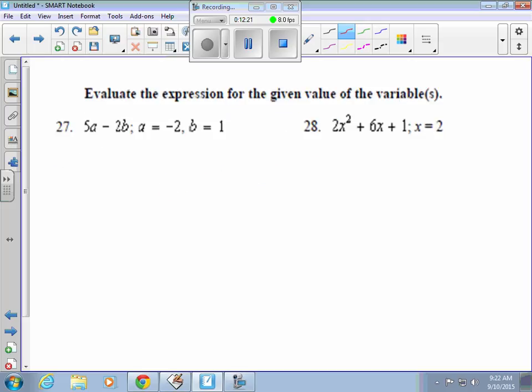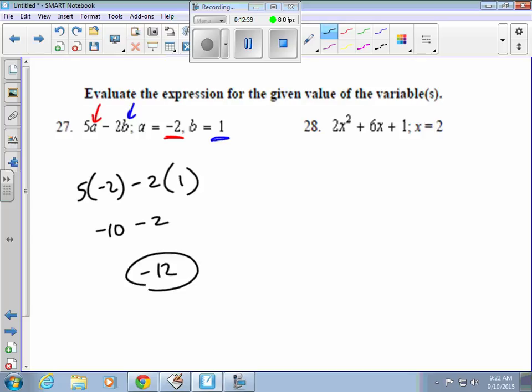27 says to evaluate the expression for the given value of the variables. In place of a, we're going to plug in -2. In place of b, we're going to sub in 1. So 5 times -2 minus 2 times 1. -10 minus 2 is -12.